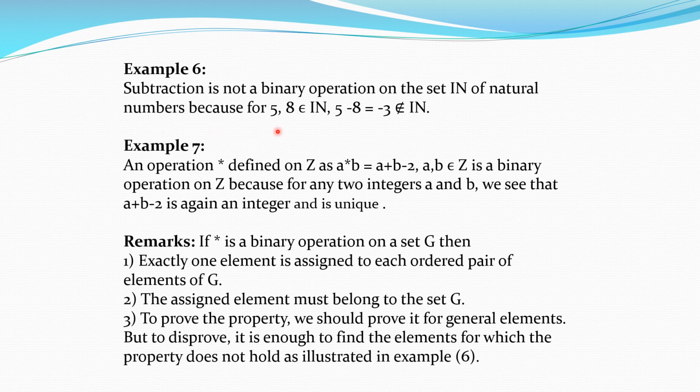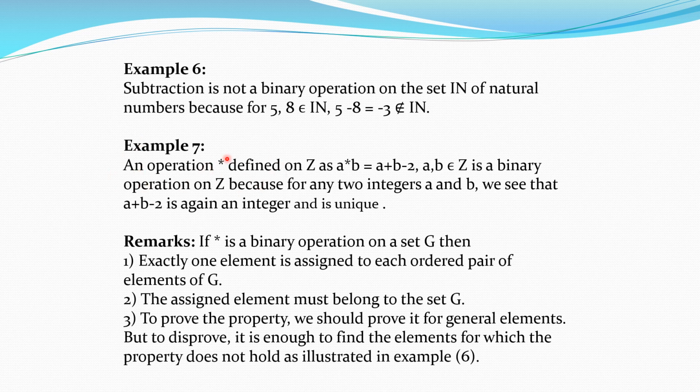That means for every pair A and B belonging to N, A minus B is not necessarily a natural number. It holds only if A is greater than B. But for A less than B, A minus B is a negative number, which is not present in the natural number set. So we can say that subtraction is not a binary operation on N. Here we have considered 5 and 8 instead of 2 and 3. The same thing happens: 5 minus 8 is minus 3, which is not a natural number.